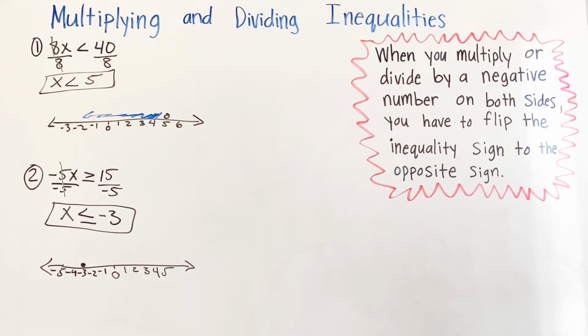Now, when you do that, do we shade to the left or are we going to shade to the right? For this one, we're going to shade to the left. So everything to your left is going to be shaded.